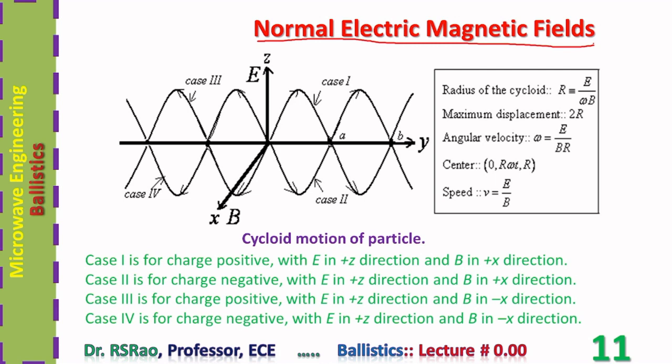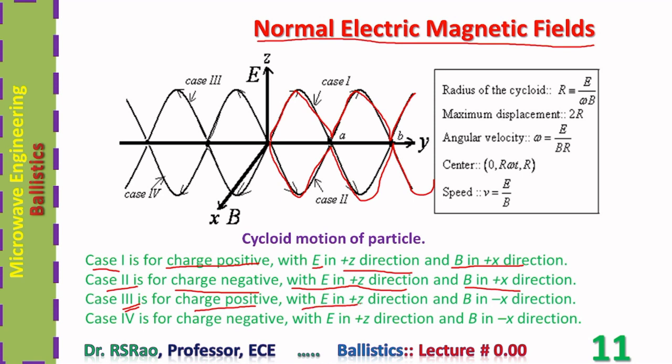When an electric field and a magnetic field are normal to each other in a particular region, and a charged particle is introduced into that region, how does the particle move? Here different cases are illustrated. Case one is when the charge is positive, with electric field in the positive z direction and magnetic field in the positive x direction. Case 2 is for negative charge with E in positive z direction and B in positive x direction. Case 3 is when charge is positive with E in positive z direction and B in negative x direction. Case 4 is when charge is negative with E in positive z direction and B in negative x direction. This motion is called cycloid motion.